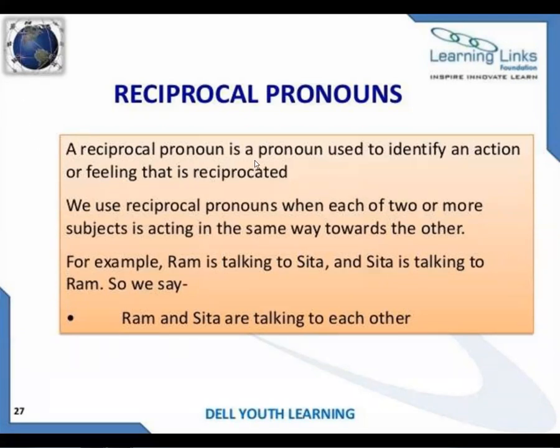A reciprocal pronoun is a pronoun used to identify an action or feeling that is reciprocated. Now you will understand it better by looking at the example. We use reciprocal pronouns when each of two or more subjects is acting in the same way towards the other. For example, Ali is talking to Sarah, and Sarah is talking to Ali. So we say Ali and Sarah are talking to each other. The words each other here are a reciprocal pronoun. Is that clear?